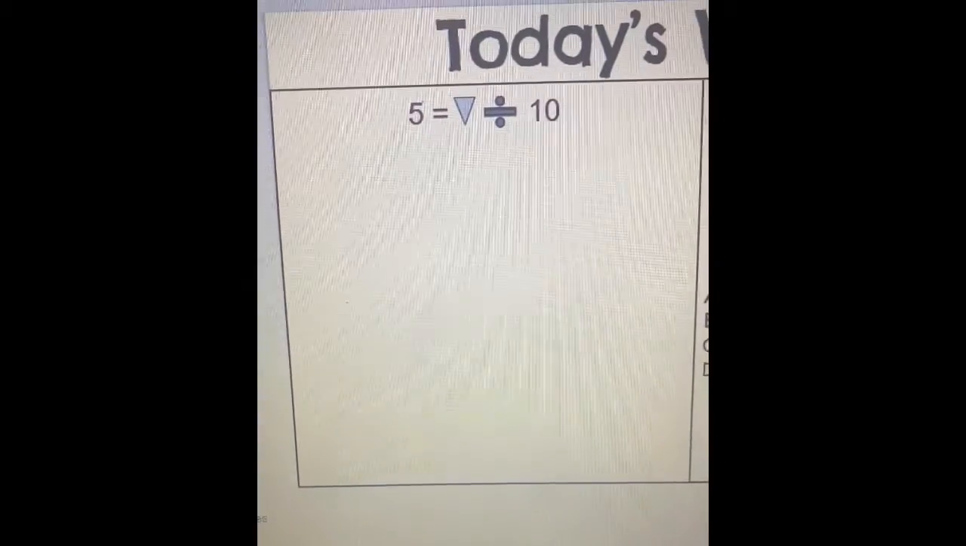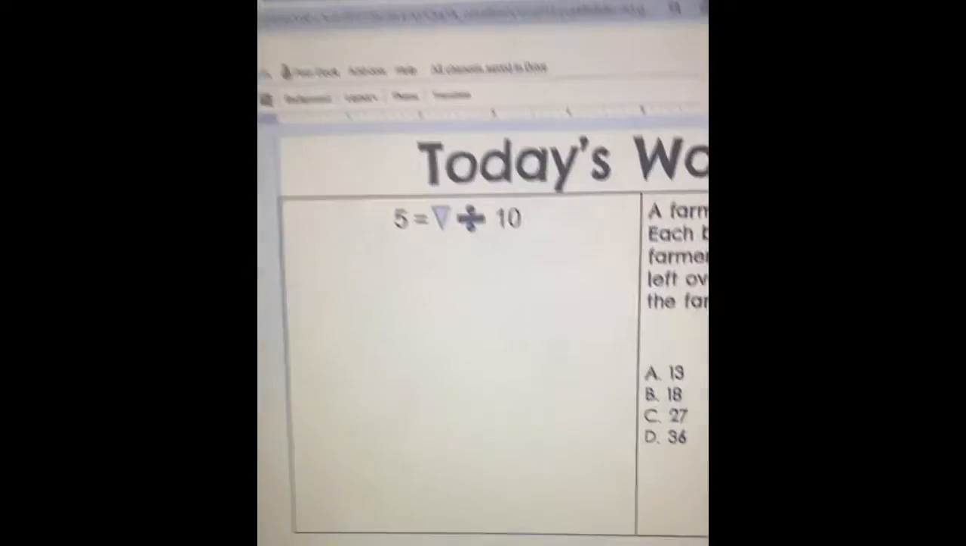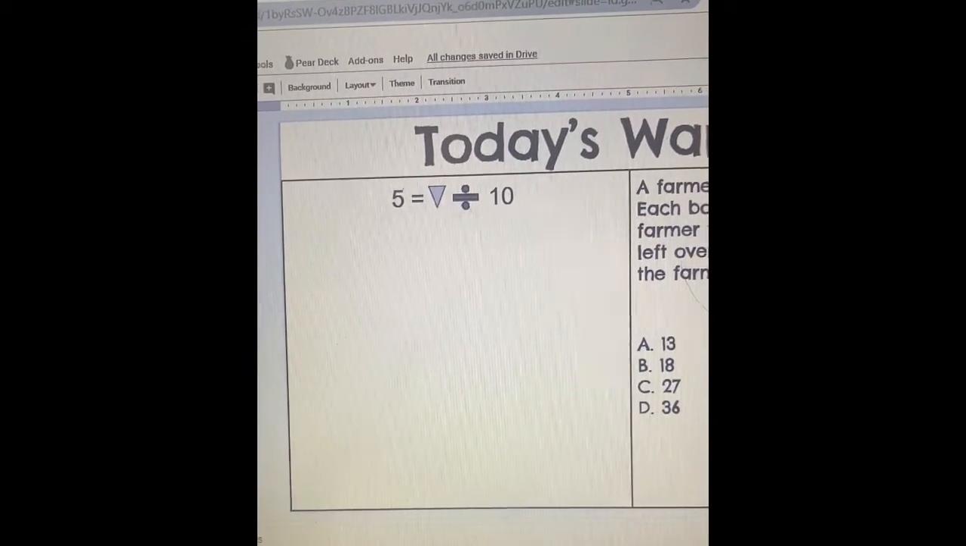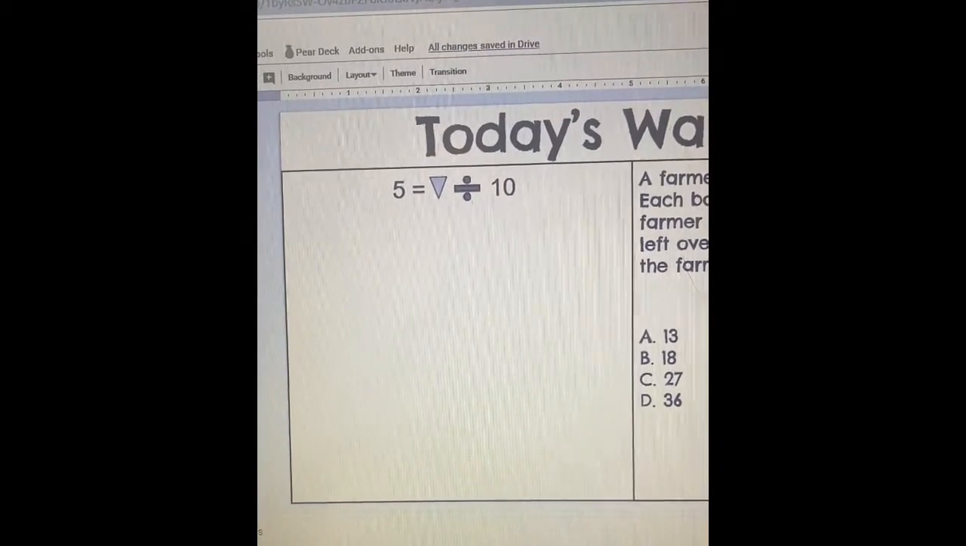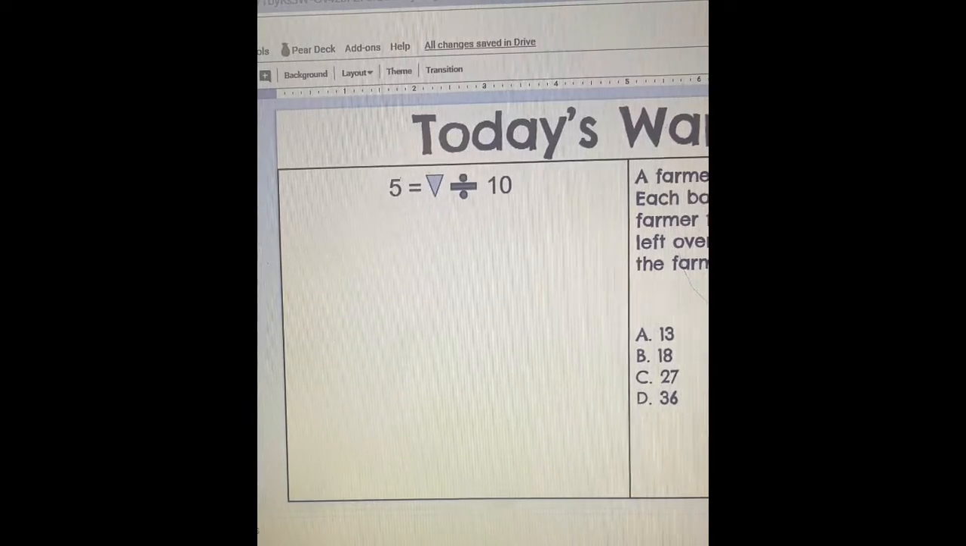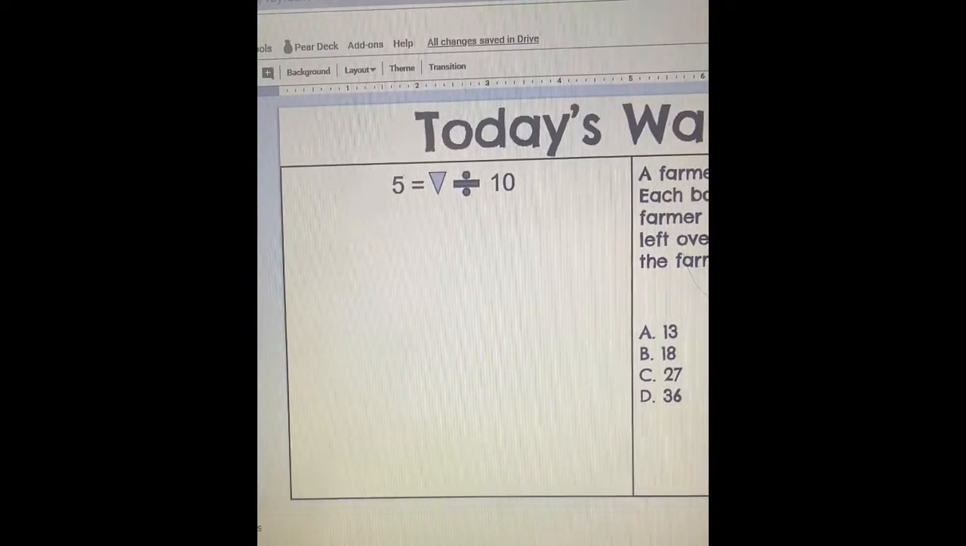First thing you're gonna do today is your warm up. I want you to solve this problem: 5 equals something divided by 10. So go ahead and take 2 minutes and see if you can come up with the answer to this problem.